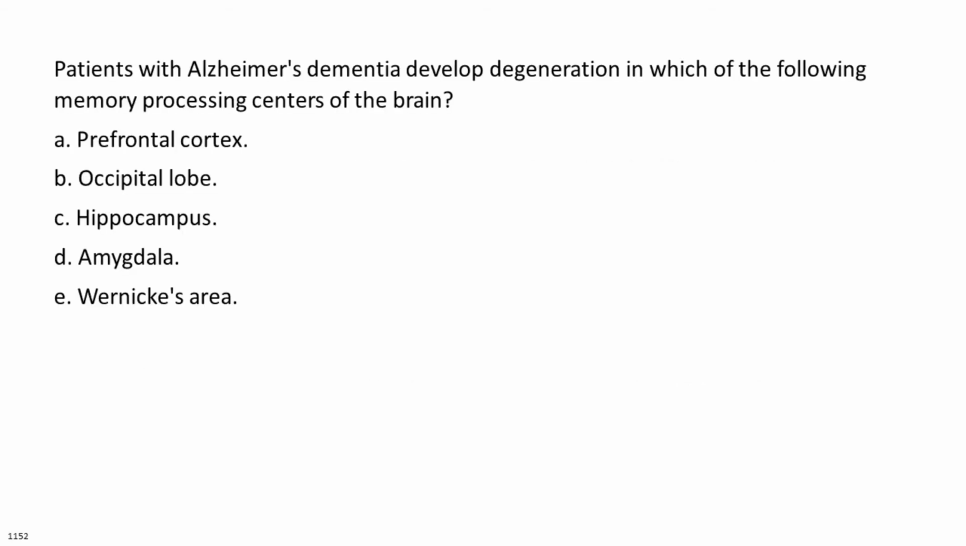Patients with Alzheimer's dementia develop degeneration in which of the following memory processing centers of the brain? A. Prefrontal cortex. B. Occipital lobe. C. Hippocampus. D. Amygdala. E. Wernicke's area.